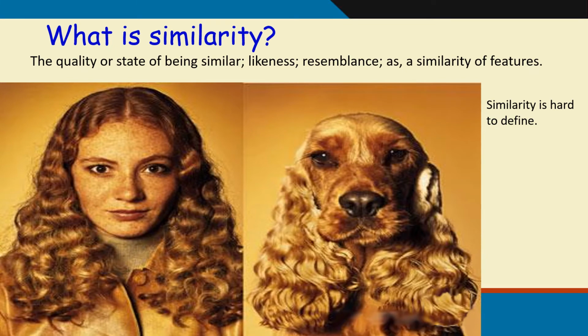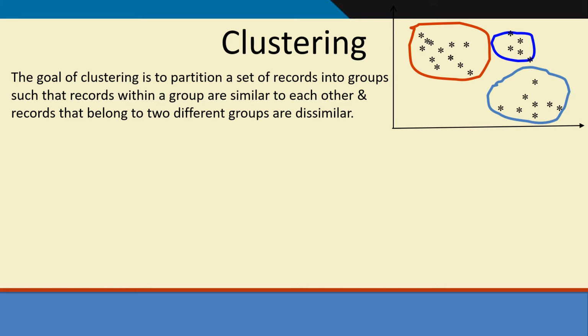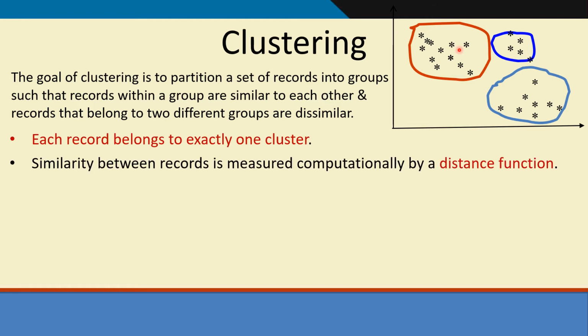Now, what is similarity? Similarity is the quality or the state of being similar; likeness, resemblance, similarity of features. But as you can see in this example, similarity is very hard to define. The goal of clustering is to partition a set of records into groups such that the records within the group are similar to each other and records between the two groups are dissimilar. Each record belongs to exactly one cluster.